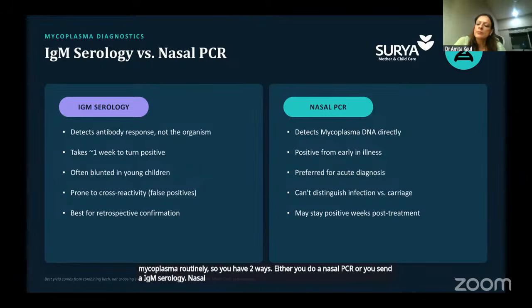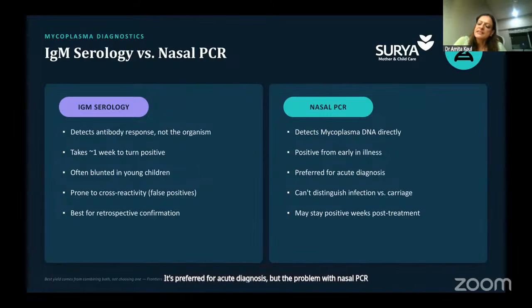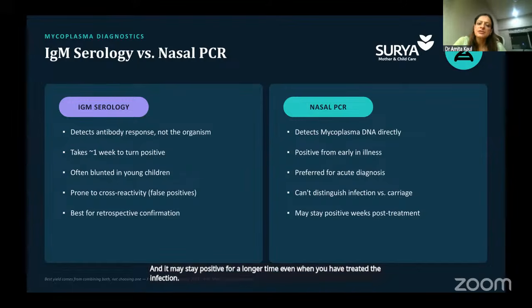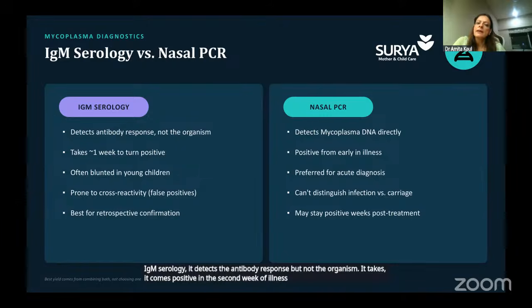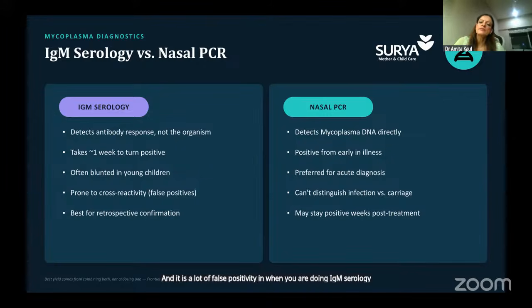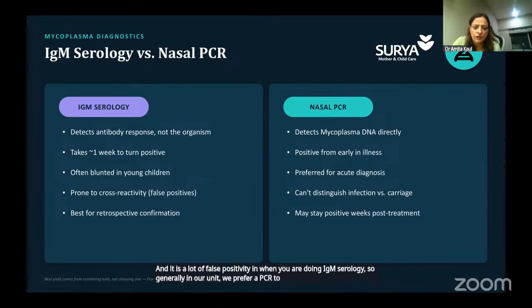Nasal PCR detects Mycoplasma DNA directly, so it can be positive from the very early part of the illness. It's preferred for acute diagnosis. But the problem with nasal PCR is you cannot distinguish between an infection and a carriage, and it may stay positive for a longer time even when you have treated the infection. IgM serology detects the antibody response but not the organism. It becomes positive in the second week of illness, and it may be blunted in smaller children. And there's a lot of false positivity when we are doing IgM serology. So generally in our unit we prefer a PCR to IgM serology.